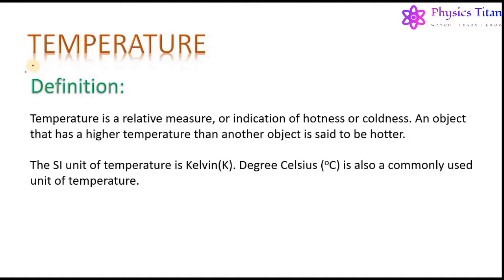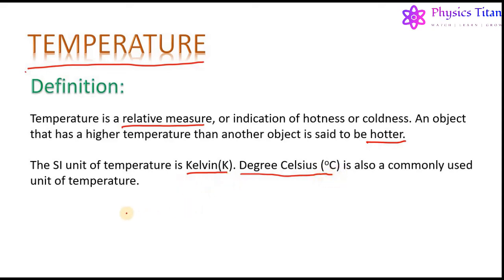Let us first talk about temperature. Definition: temperature is a relative measure or indication of hotness or coldness. An object that has a higher temperature than another object is said to be hotter, and vice versa. That is, if an object has lower temperature than another one, then it is said to be colder than that object. The SI unit of temperature is Kelvin, which is denoted by capital K. Another unit which is commonly used for temperature is degree Celsius, which is denoted by this symbol.